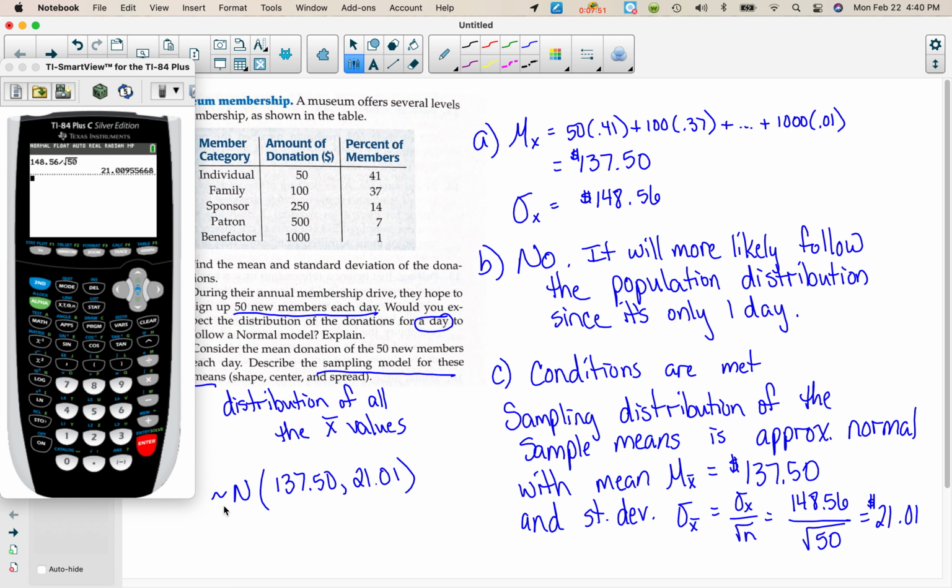So notice my approximately normal. Okay, that's important because our population was not normal. So when we do our sampling distribution, we can just say it's approximately normal. Now, they don't ask us to do anything with this value. We were just asked to describe the sampling model, shape, center, and spread. The shape is approximately normal. The center is $137.50. The spread is $21.01. So that's my shape, center, and spread. I'm describing it with my normal model here.